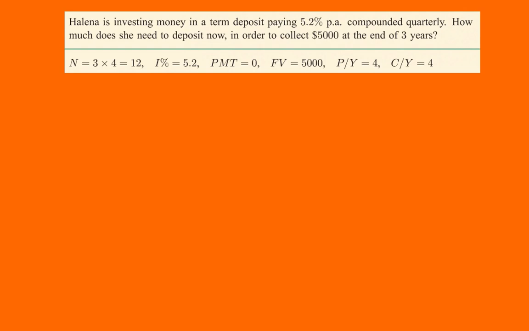So a little bit different. Helena is investing money in a term deposit paying 5.2% compounded quarterly. So there's 4 quarters in a year. How much does she need to deposit now? So we're looking for her present value in order to collect $5,000 at the end of 3 years. So 4 quarters in a year and 3 years gives us an N of 12. We've got our percentage. We have no present value. We do have a future value, and the future value is going to be positive. And the maximum number of compounding periods in a year is 4 because there's 4 quarters in a year.